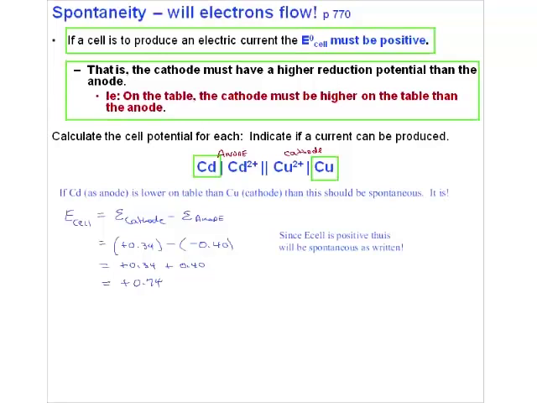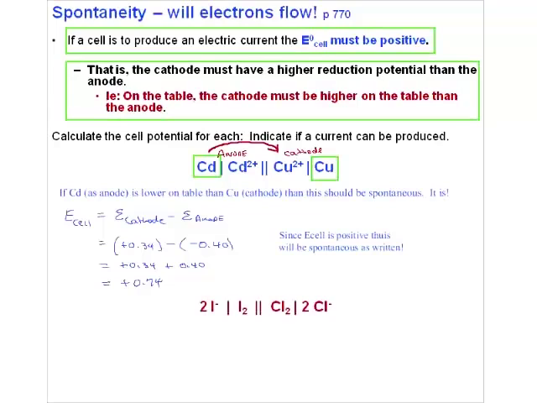So you can calculate it, and when calculating it, there's no guessing. If you calculate it and it's a plus value, then you know it's spontaneous as written. If you get a negative value, then the electrons are not going to flow as written. So we're predicting electrons to flow that way, and they do.